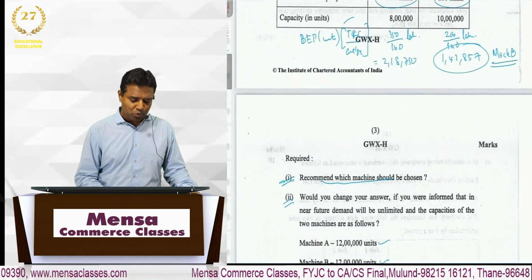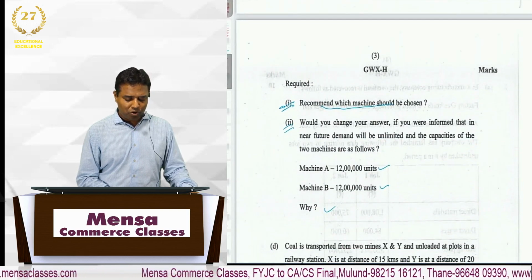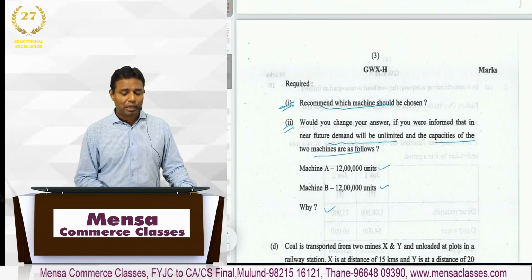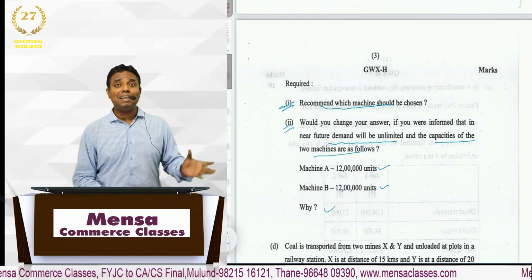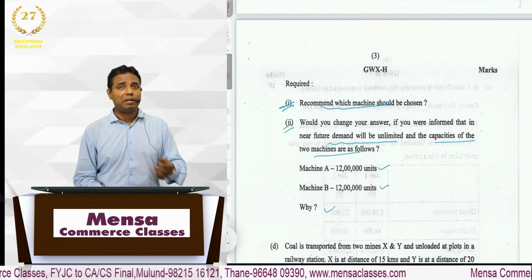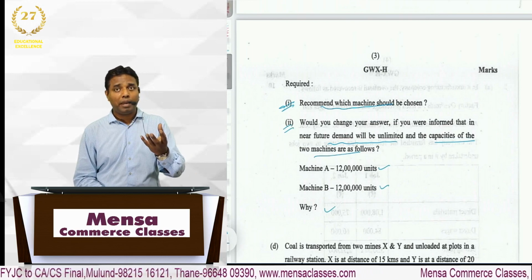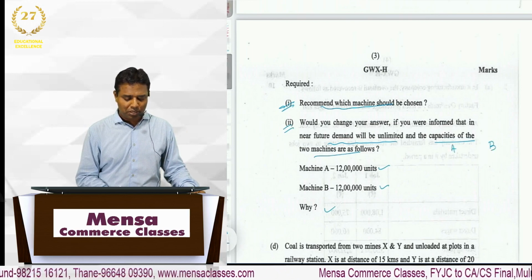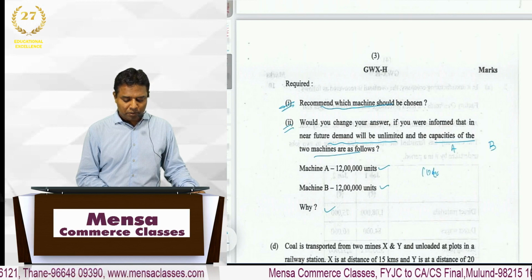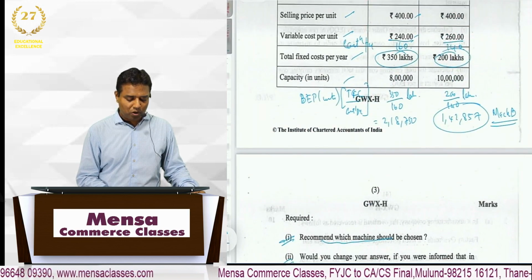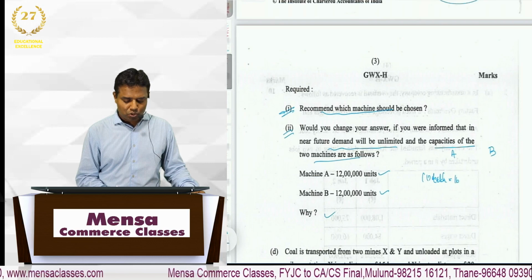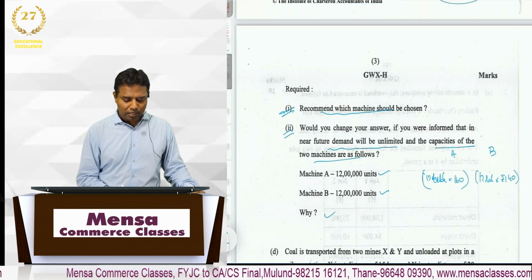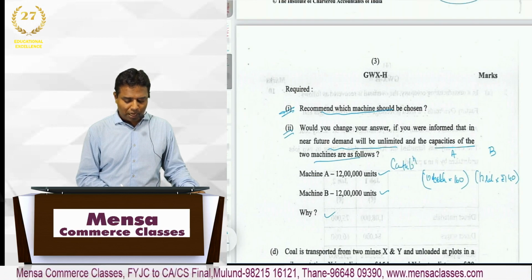Now sub question 2 says, would your answer change if you are informed that the near future demand will be unlimited and capacities of the two machines are 12 lakh units each? Now demand is unlimited, so obviously I would like to ensure that I get maximum profit. How do I get maximum profit? Simple. For machine A and machine B, 12 lakh units is the demand. The contribution is 160 for A and 140 for B, so 12 lakhs into 160 and 12 lakhs into 140. You'll get the total contribution minus the fixed cost.